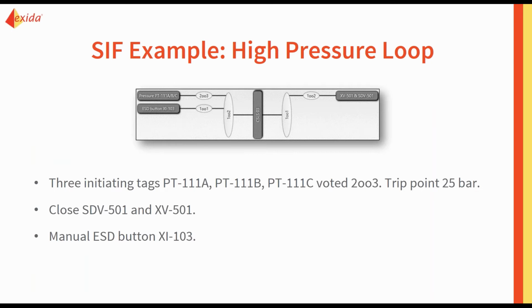This is a high pressure loop. It's a pretty simple SIF. We have 3 initiating tags, so you have 3 pressure transmitters voted 2 out of 3. The trip point is 25 bar. You have 2 valves closing, and they are voted 1 out of 2. And then you have a manual emergency shutdown button as an input as well.